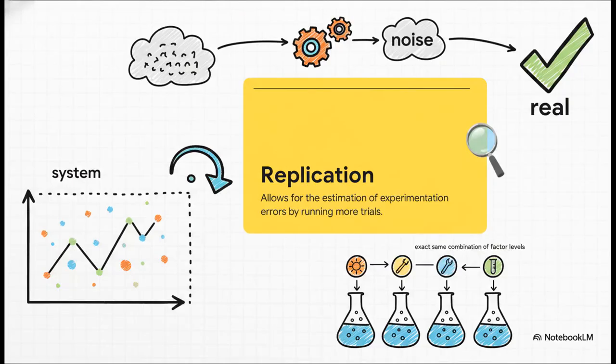And finally, we have replication. Now, this isn't just about running more tests. It's about running the exact same combination of factor levels multiple times. The goal here isn't to find anything new. It's to measure your system's natural inherent wobble. It tells you the size of the random noise, so when you see an effect, you can be confident that it's real and not just some random fluke.